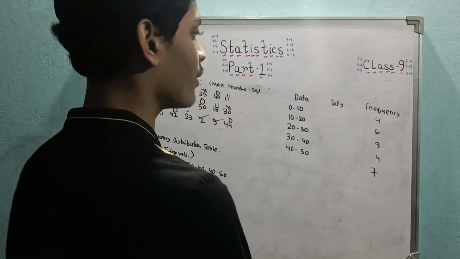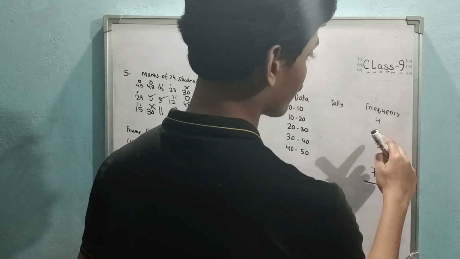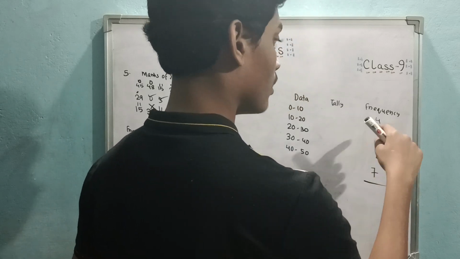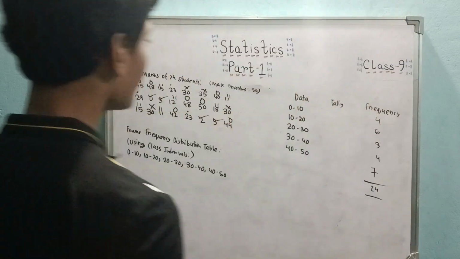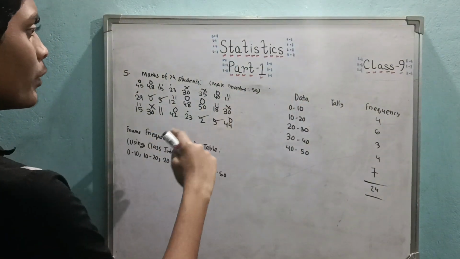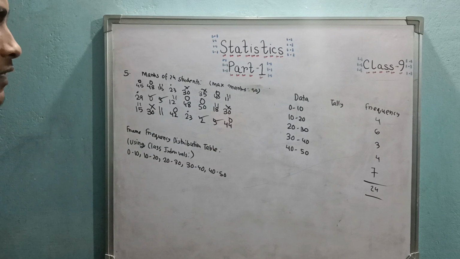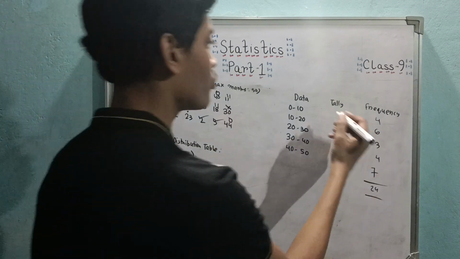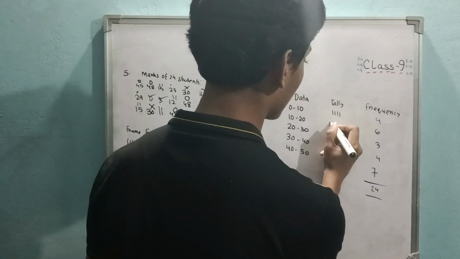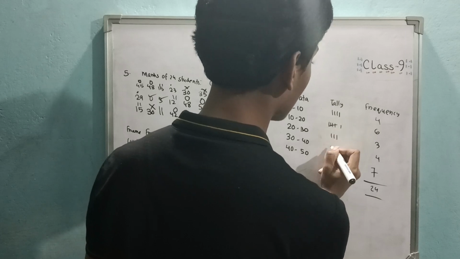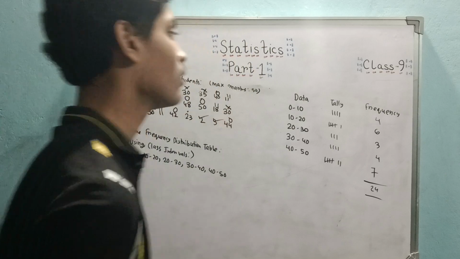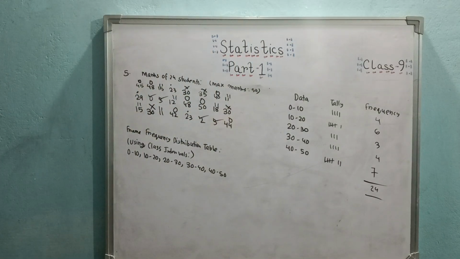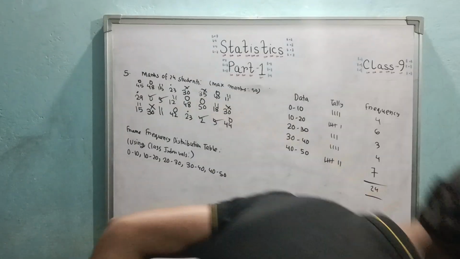Now another beautiful information. What is your total frequency? 4, 6, 10, 3, 13, 4, 17, 7, 24. How many students gave the exam? How many marks are there? 24. So your frequency is correct. Total frequency. Now tally: to write 4, 4 sticks. 6 is 5 plus 1. 3 is 1, 2, 3. 4 is again 1, 2, 3, 4. 7 is 1, 2, 3, 4, 5 plus 2, 7. This is your frequency distribution table.